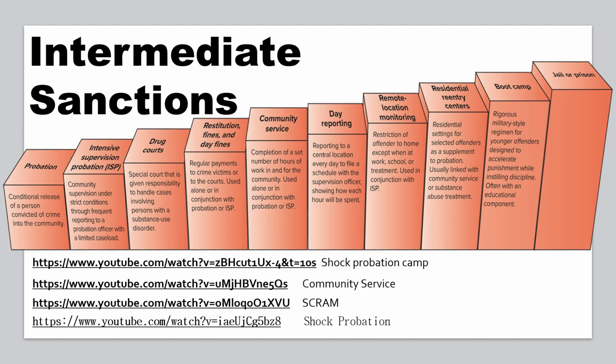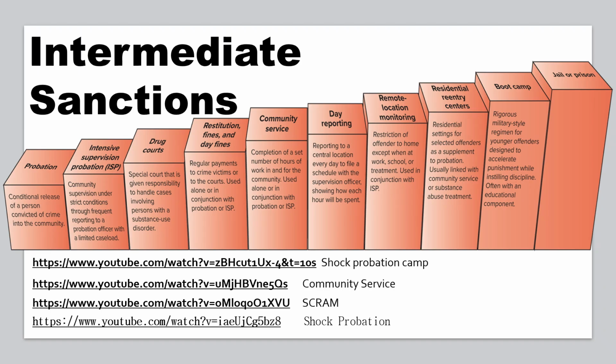Next, intermediate sanctions. So how many are there? Well, you see in the orange diagram how many there are. There's probation, like a standard probation, and then you have intensive supervision. You have the drug courts, restitution and fines, community service, day reporting, remote location monitoring, or better known as GPS monitoring or ankle monitoring, residential entry centers, boot camp, and then jail or prison. So these are all alternatives that can be used by the courts to keep someone from going to prison.